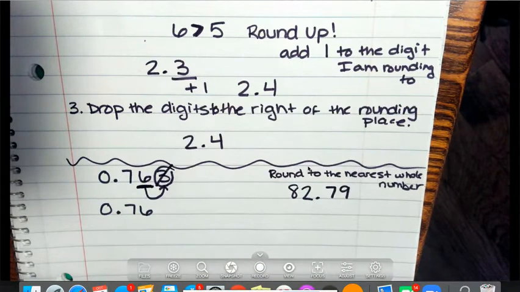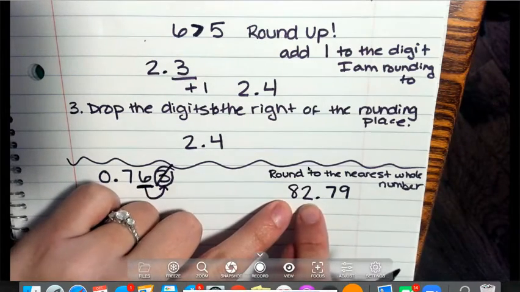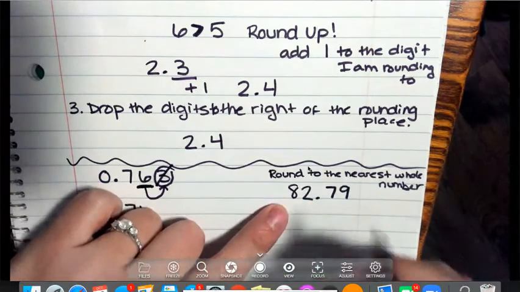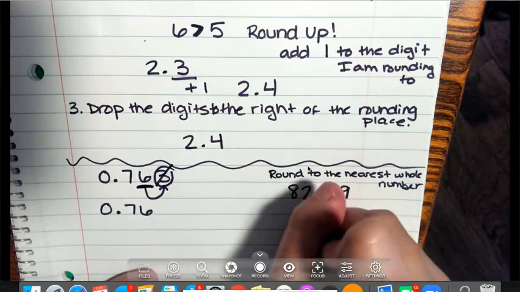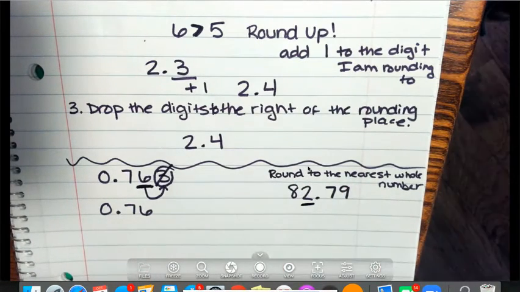Fractions are part of wholes. They're not a whole number. Anything in our ones place, that's a whole. So rounding to the nearest whole number, you're rounding it to the nearest ones or tens. It's usually ones. So you're rounding to the nearest ones place.